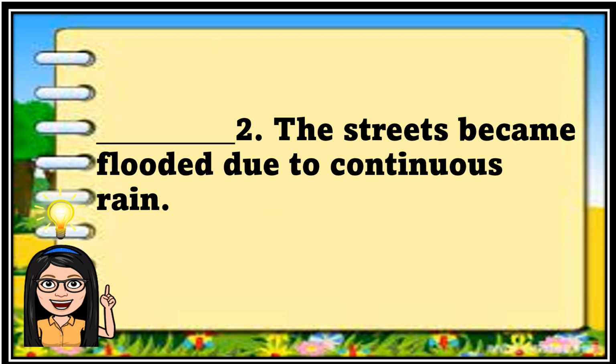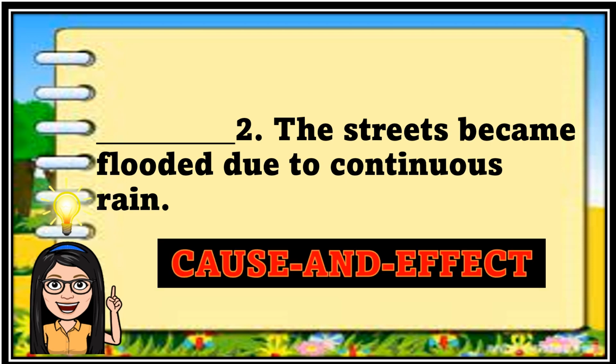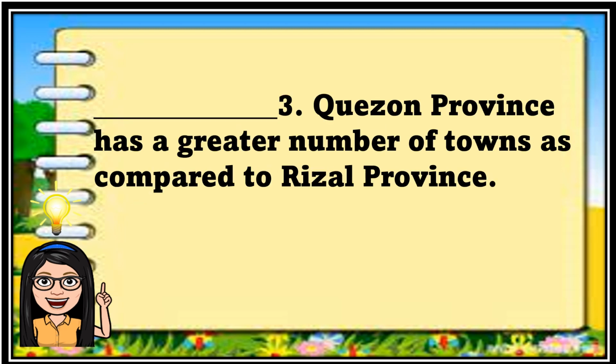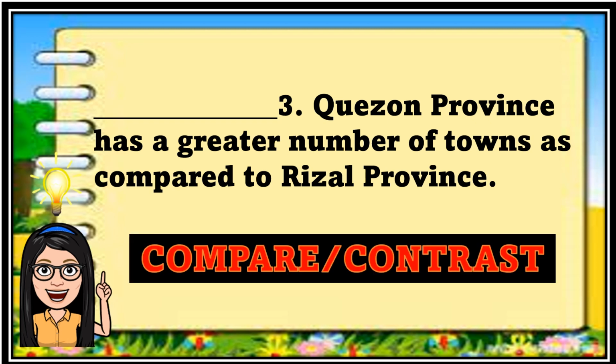Number 2 question. The streets became flooded due to continuous rain. The correct answer here in number 2 is cause and effect. Number 3 question. Quezon province has a greater number of towns as compared to Rizal province. The correct answer here in number 3 is compare and contrast, because there is a comparison between Quezon province and Rizal province in their number of towns.